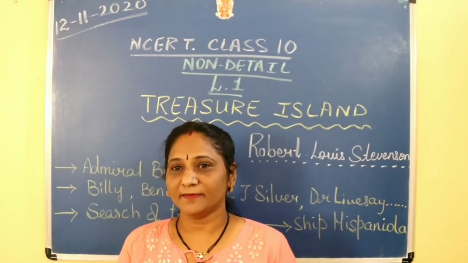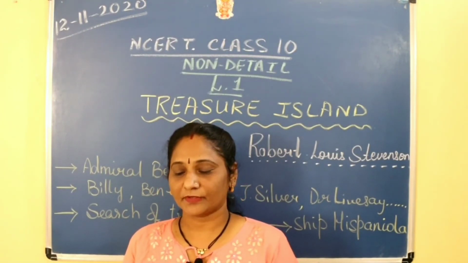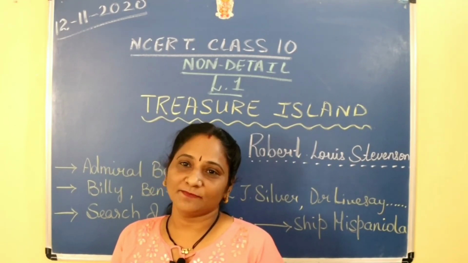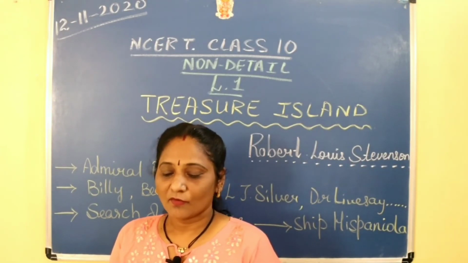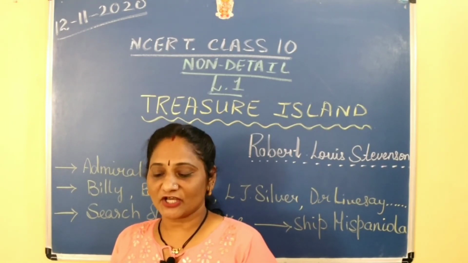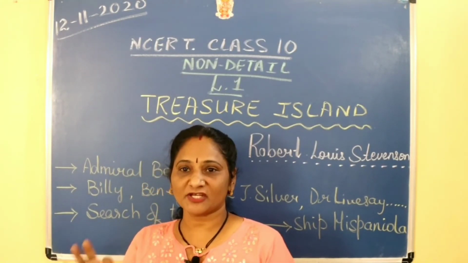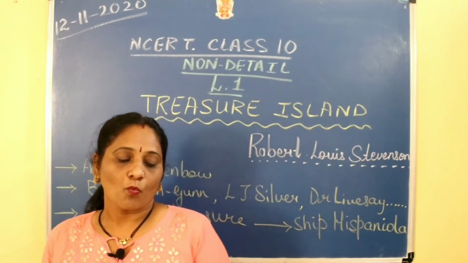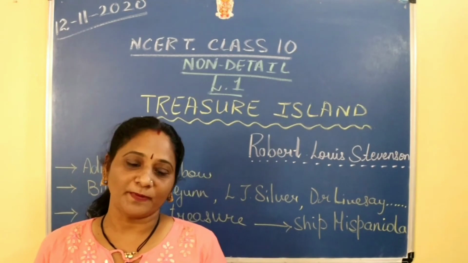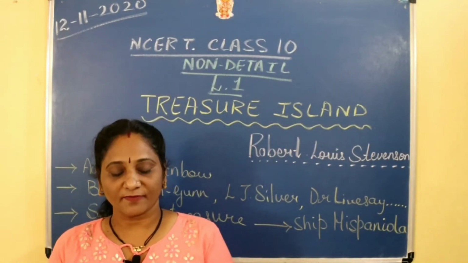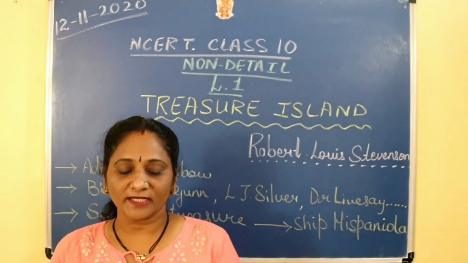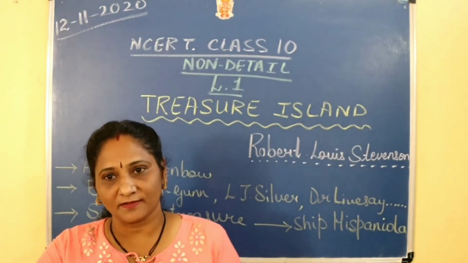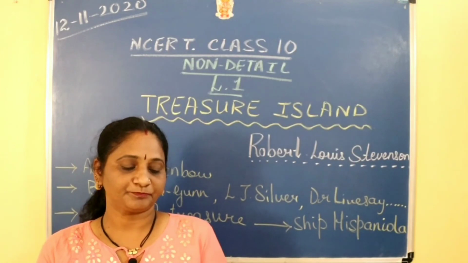Coming to the examination point of view, 1 mark questions like: What was Admiral Benbow? What was the cherished possession, the precious possession? The third question: why did Billy give 4 pence to Jim? Question number 4: why was Billy looking out to sea every evening? These are likely questions that may appear in the examination.